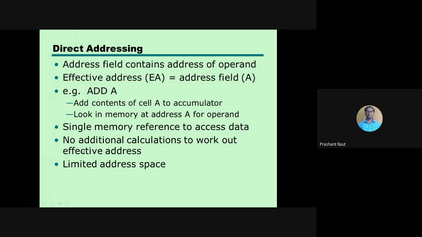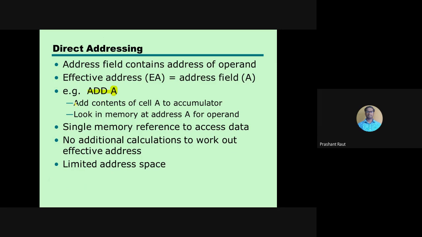So example, add A. I want to perform addition. What is the first operand? A. What is the second operand? It is stored in the accumulator. Whenever a single address is made available, automatically the second operand will be available in the accumulator. So now this A is going to be the address of the operand.